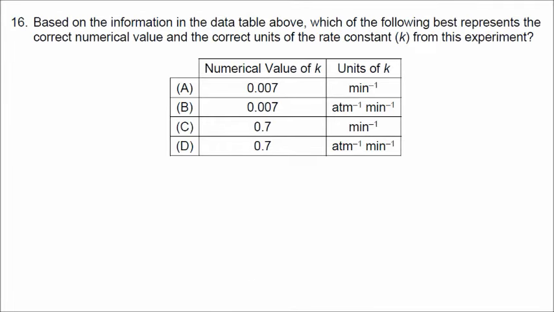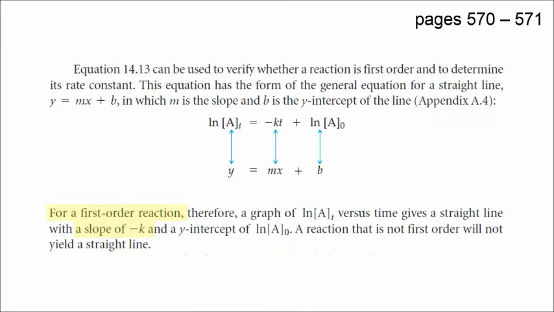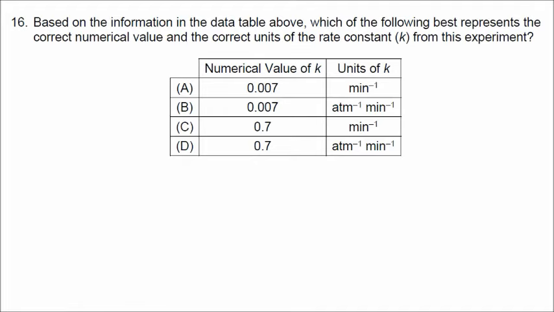We've got to focus on the number as well as the units. On pages 570 to 571, it shows you the example of the first order rate law, the integrated rate law, and then says, for a first order reaction, the graph of natural log of concentration versus time gives a straight line, and the slope is negative k. So what's our slope in this situation?